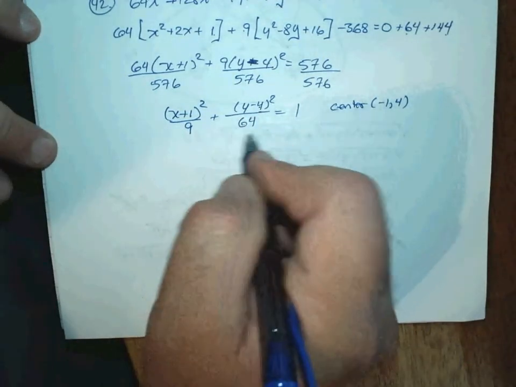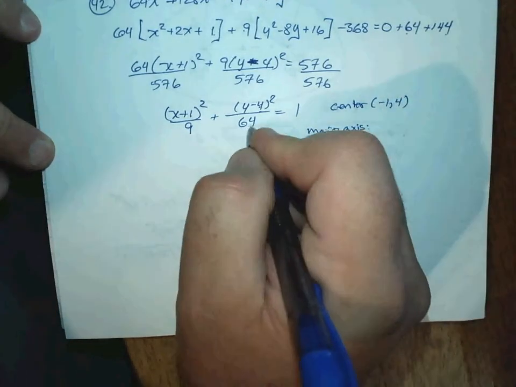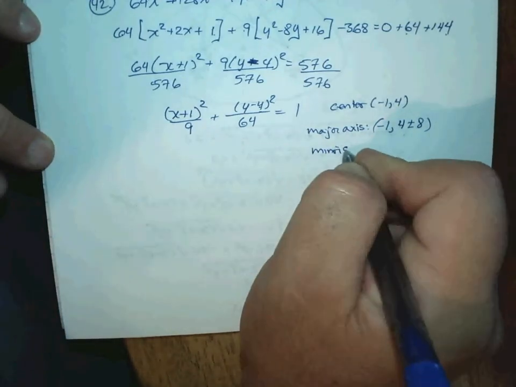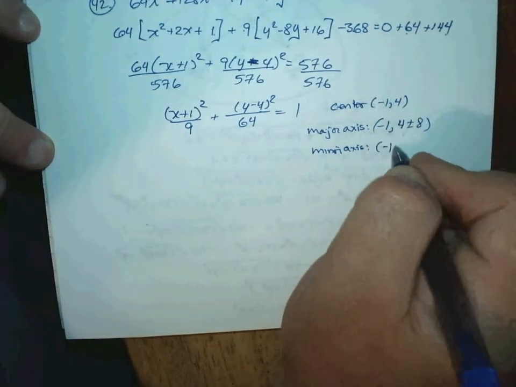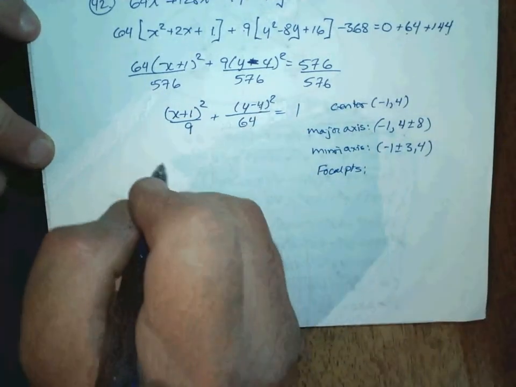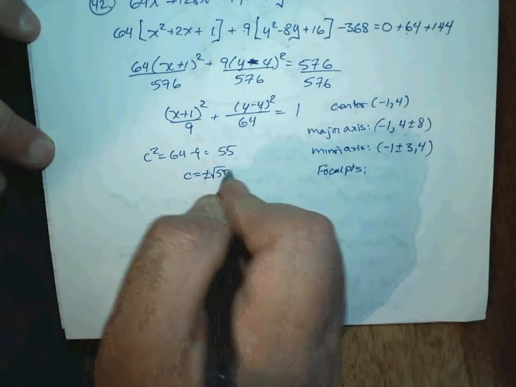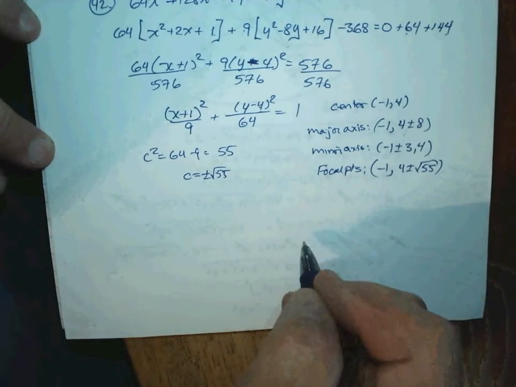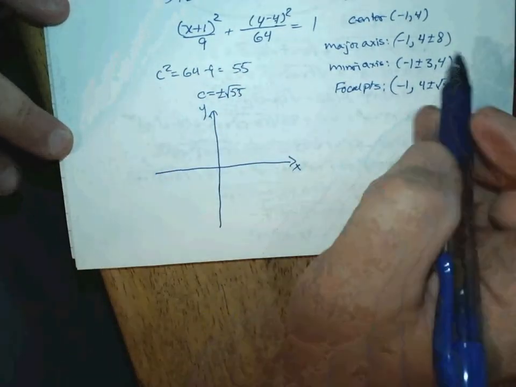Looking at this, we can see the center is -1, 4. That the major axis goes in the y direction, so that means we're going to go up and down from 4, 8. And the minor axis is in the x direction. That's the smaller of the denominators. We're going to go left and right 3 from this point. So -1 plus or minus 3. And the focal points, they'll be in the long direction. C squared is 64 minus 9, which is 55, so C is plus or minus the square root of 55. Go from 4 up and down root 55 to get to the focal points.